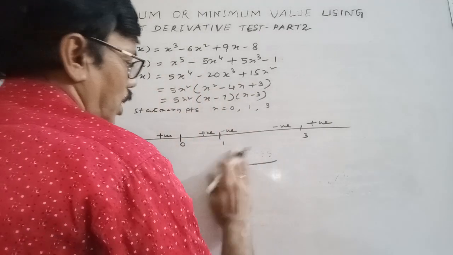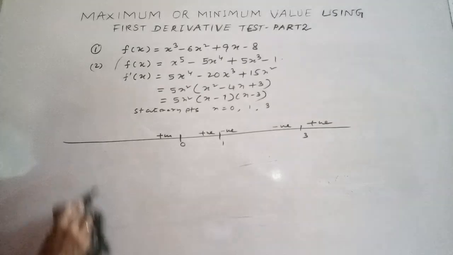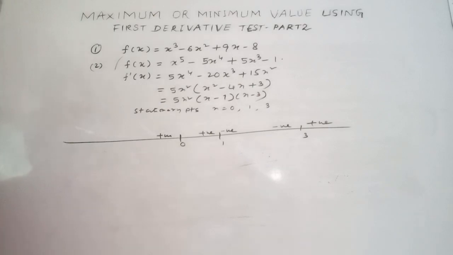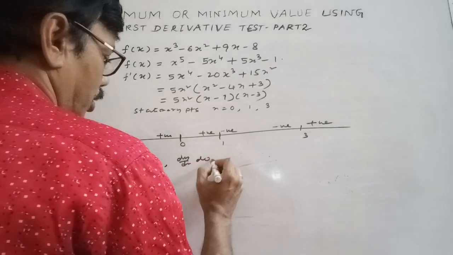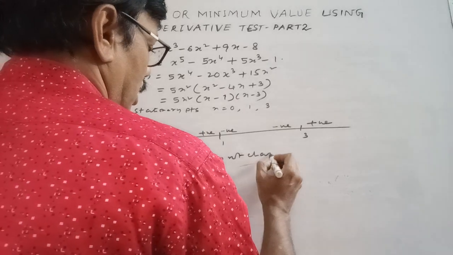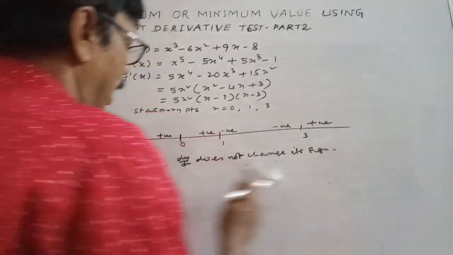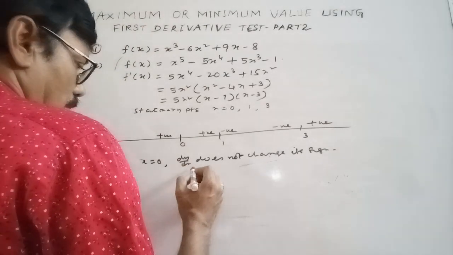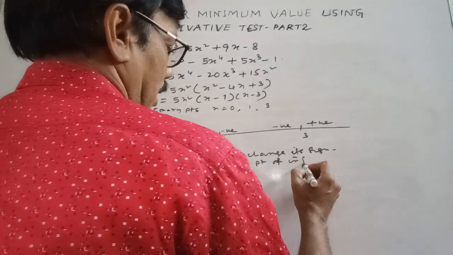So look at what we are getting. Now look at the theory. We see whether dy by dx changes its sign in the neighborhood of the stationary point. At x equals 0, dy by dx does not change its sign. So at x equals 0, there is no maxima or minima. That is, x equals 0 is a point of inflection.